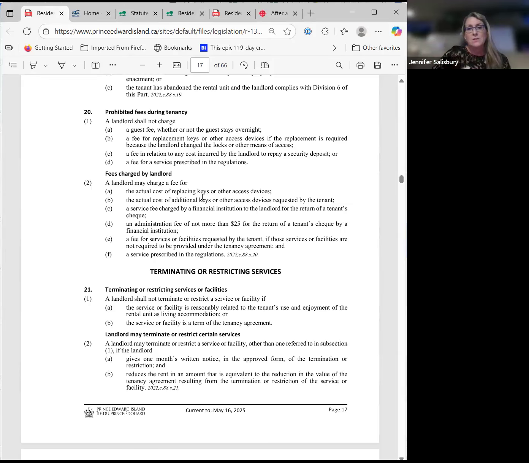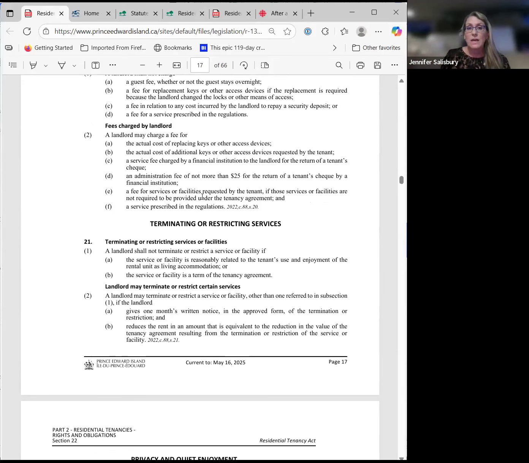Okay, fair enough. But a landlord may charge a fee in PEI for the actual cost of replacing keys, that's true, or any other devices, the actual cost of additional keys or other access devices requested by the tenant, like a fob or a garage clicker or something. The landlord may charge a fee for a financial institution's return of a tenant's check, like an NSF fee, or an administrative fee of not more than $25 for the return of a tenant's check.